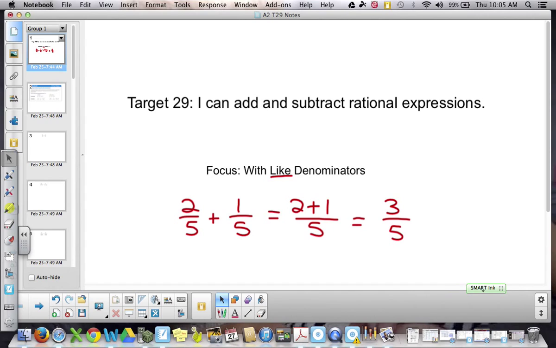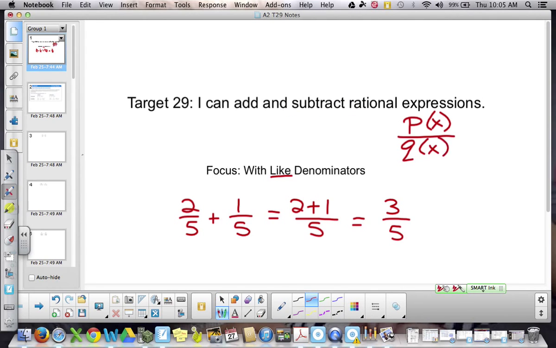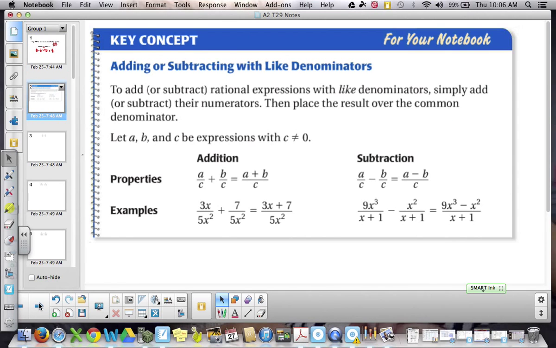So we're going to be doing the same thing today, but just with rational expressions, where we have p of x divided by q of x, and we're just going to be adding two of them together. So the key concept here for adding and subtracting like denominators is that you simply add or subtract their numerators, then place the result over the common denominator.